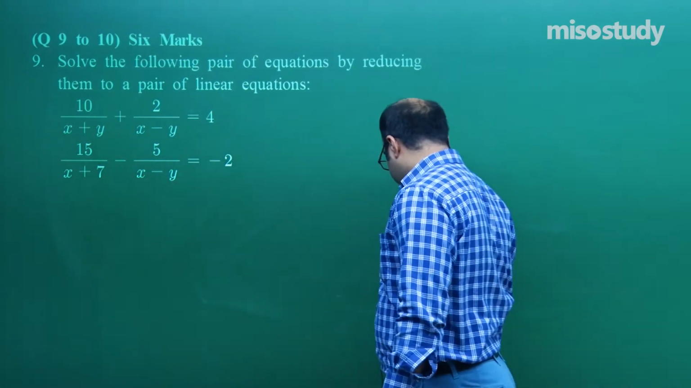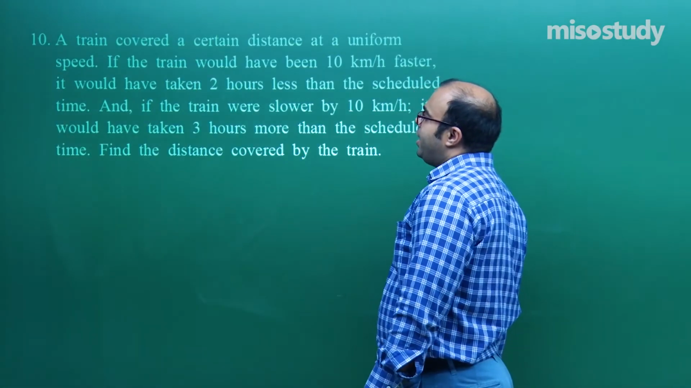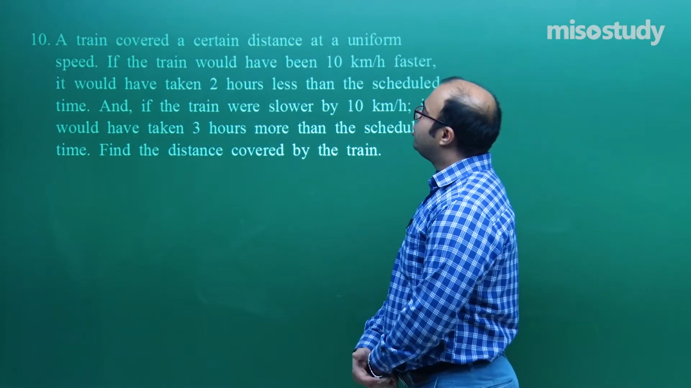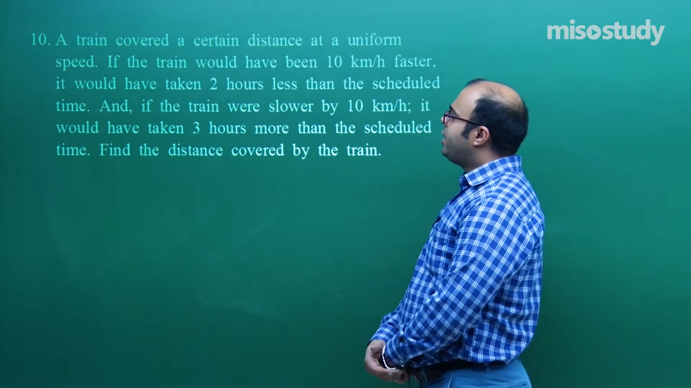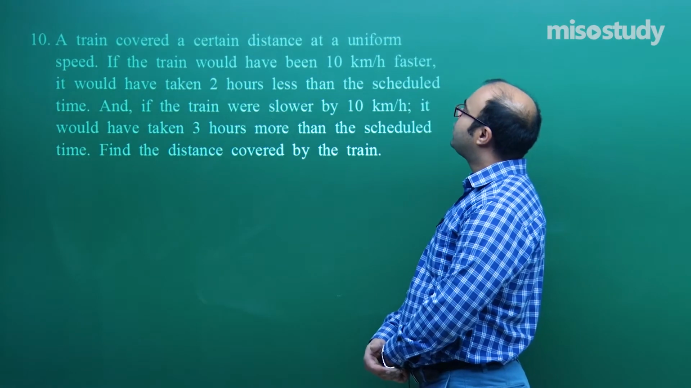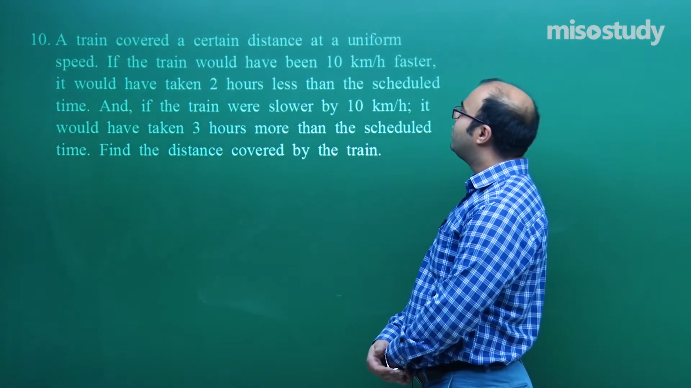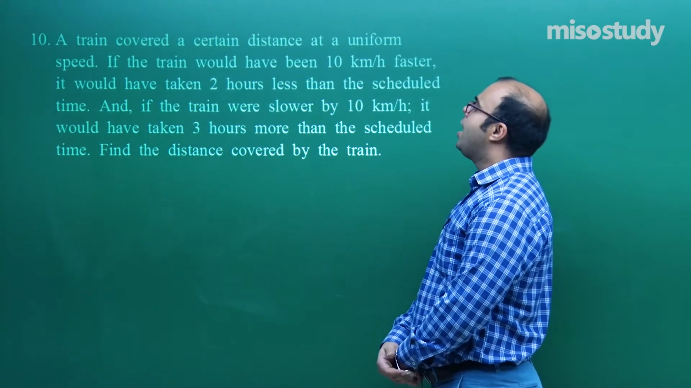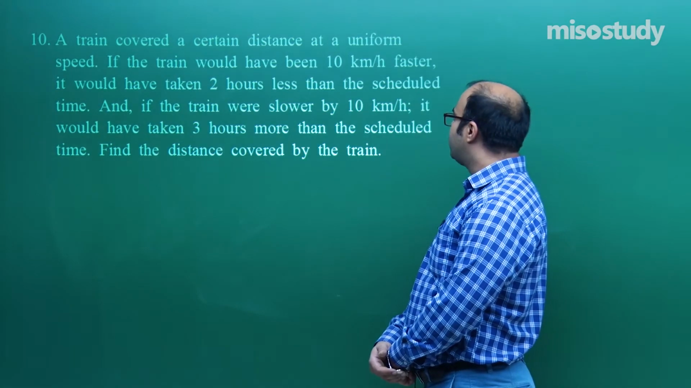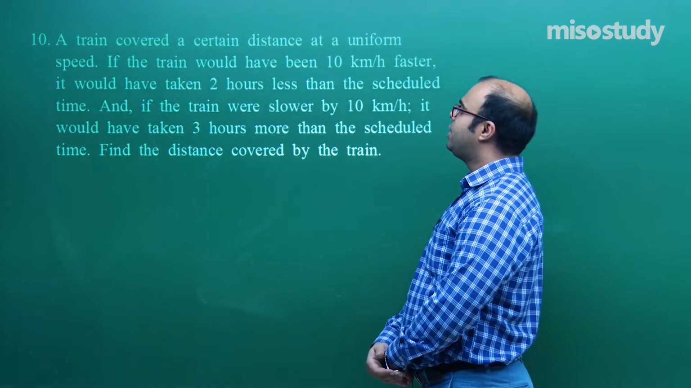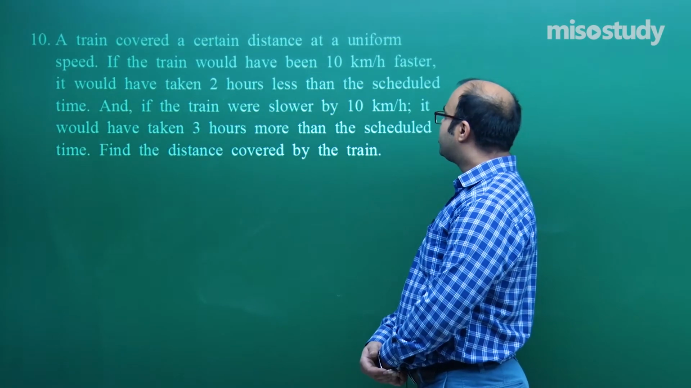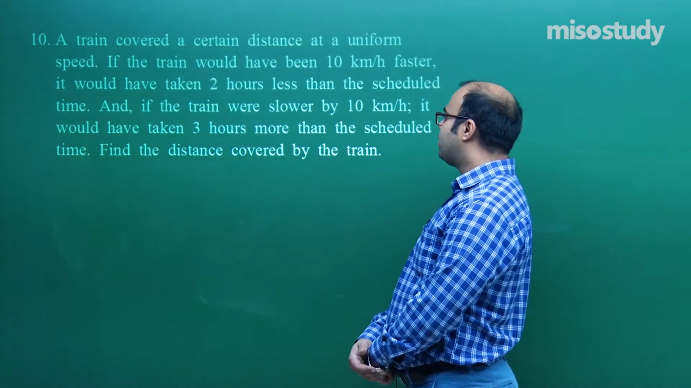Let us come to the next question. A train covered a certain distance at a uniform speed. If the train would have been 10 km per hour faster, it would have taken 2 hours less than the scheduled time. And if the train were slower by 10 km per hour, it would have taken 3 hours more time than the scheduled time. Find the distance covered by the train.